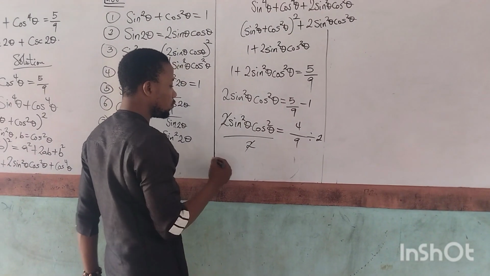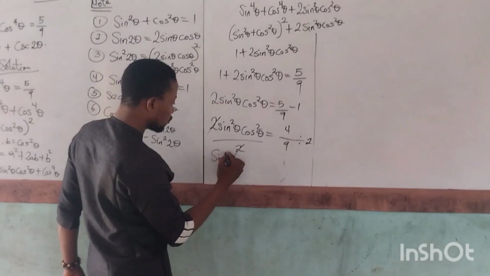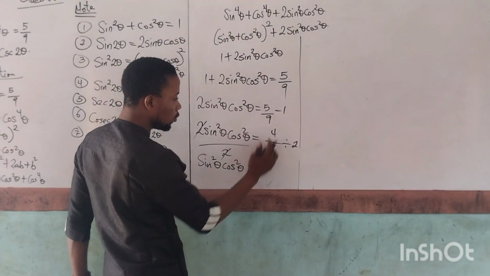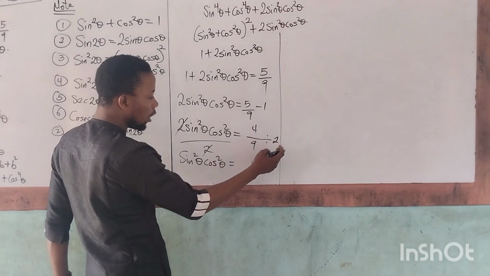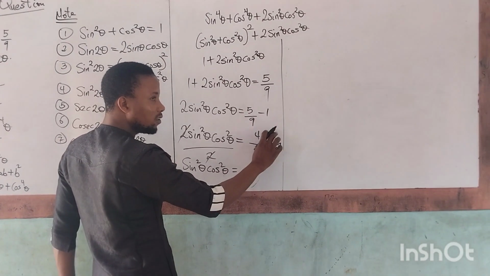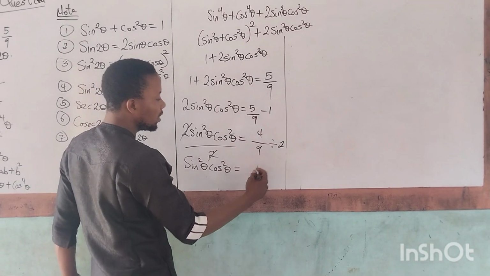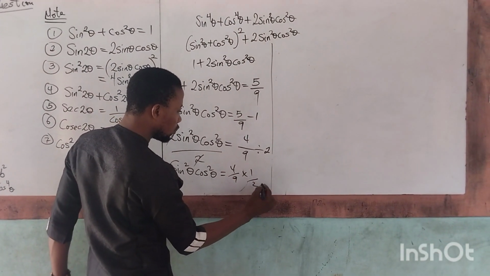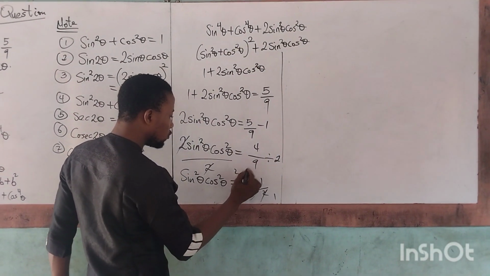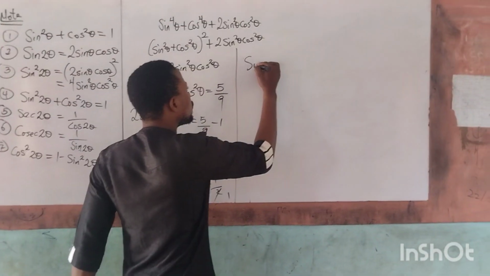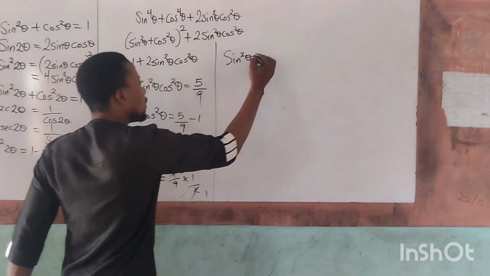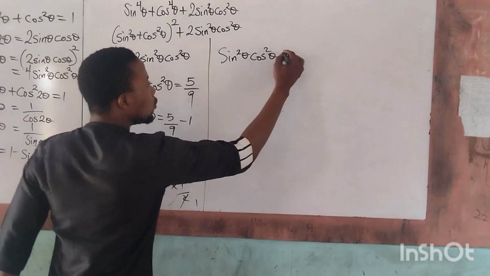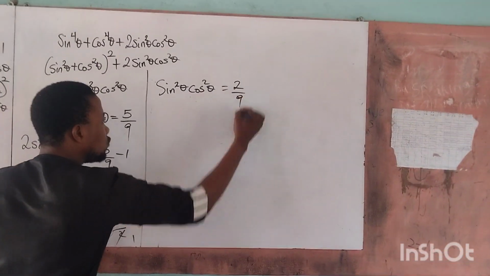These two cancel to give you sine square theta cos square theta equal to, if you turn this division sign to multiplication sign, 4 over 9 times 1 over 2. 2 here 1, 2 here 2. So sine square theta cos square theta will give you 2 over 9.